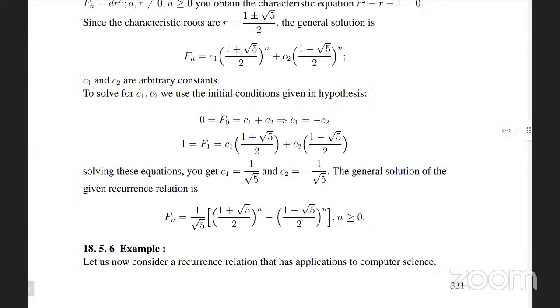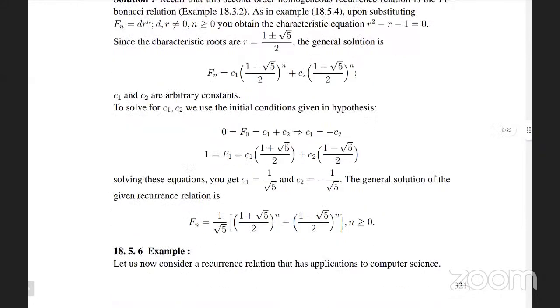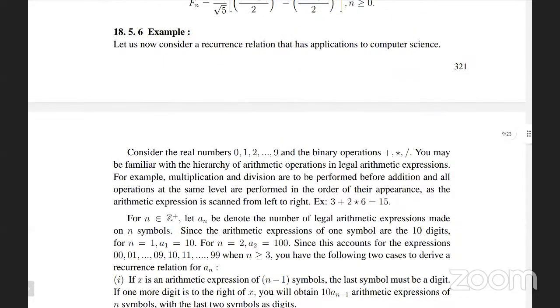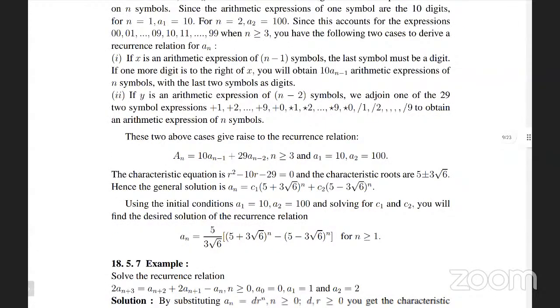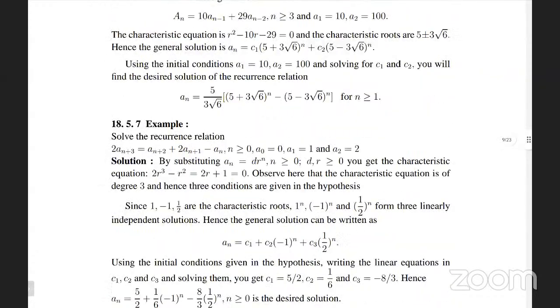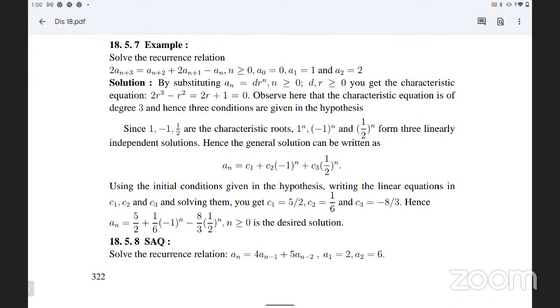So this is an important number. After that example, we can go further. It has computer science applications. We can use these also. Next, solve the recurrence relation. It is the same procedure.